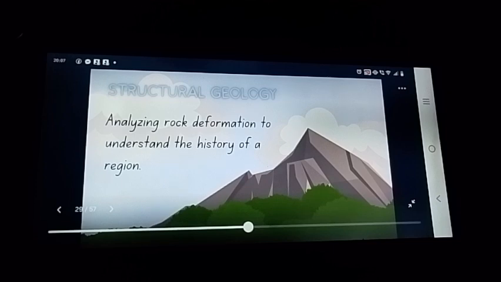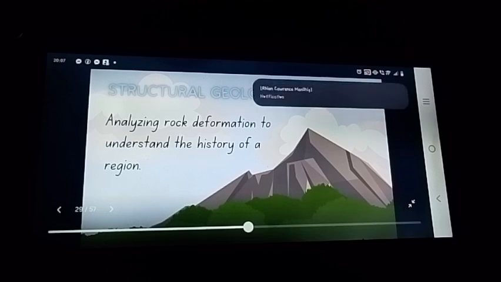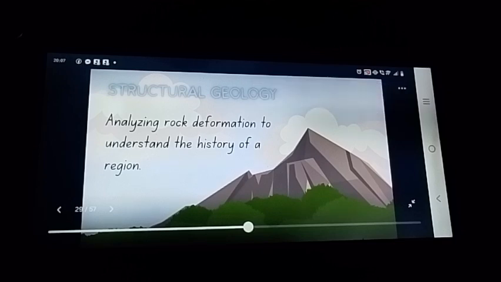2. Analyzing deformation. Stress and strain. Stress is the force applied to the rock, while strain is the resulting deformation. And brittle versus ductile deformation. So, brittle deformation occurs when rocks break under stress, forming faults and fractures.